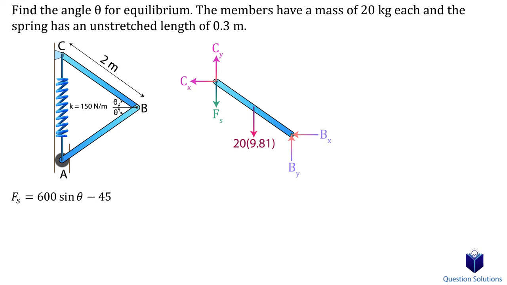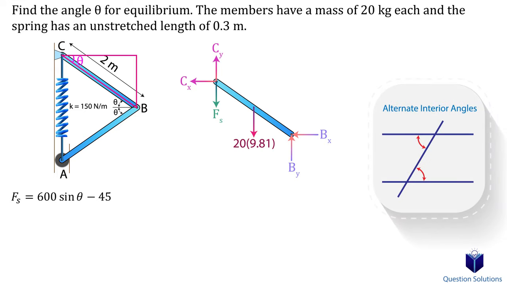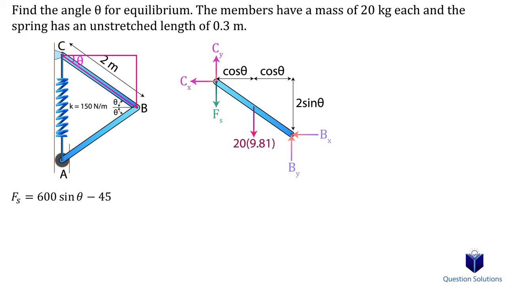Now we need the distances. To do so, let's draw a right angle triangle like this. This angle would be the same since these are alternate interior angles. That means the side opposite to our angle is 2 sine theta and the adjacent length is 2 cos theta. Since the weight is at the center, each piece would be cosine theta. Now there isn't a way to write a moment equation to eliminate enough unknowns for a direct solution. So let's move on to the other member.